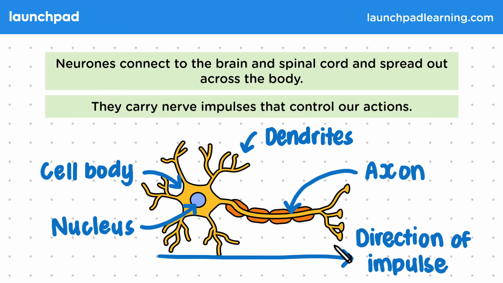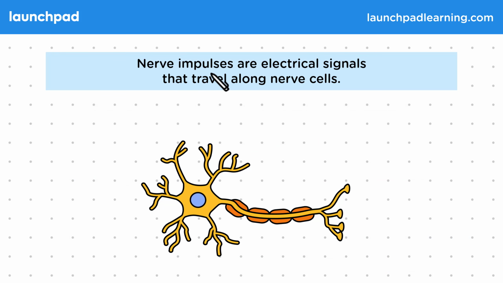We've mentioned impulses a few times. What are nerve impulses, and how is the neuron specialised to send them so quickly? Nerve impulses are electrical signals that travel along nerve cells. Make sure that you're using the correct terminology in your exam, so nerve impulses, and don't refer to impulses simply as messages that are being passed through the cell.